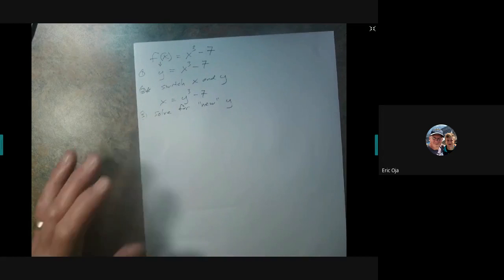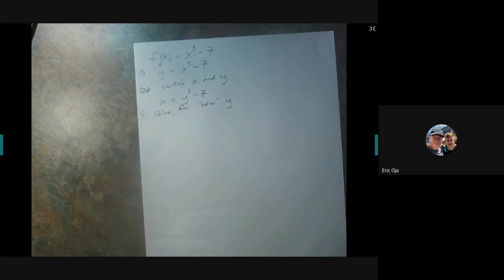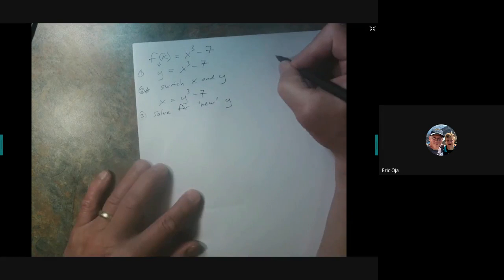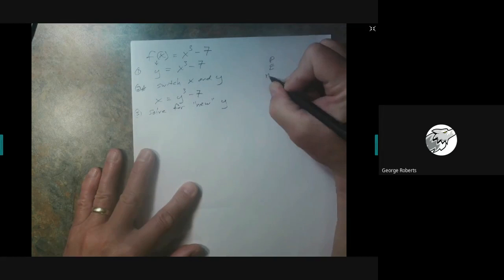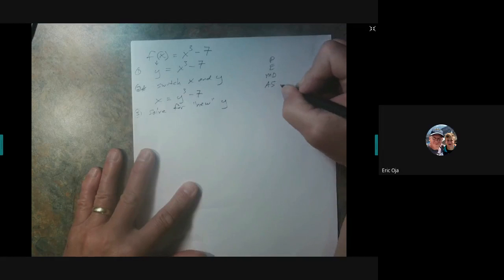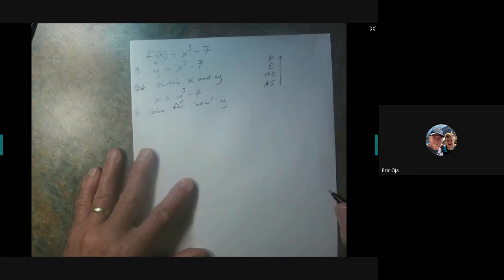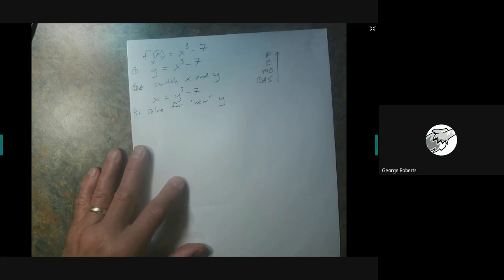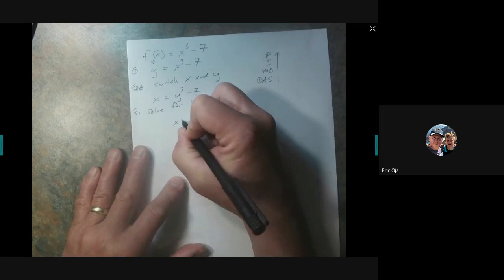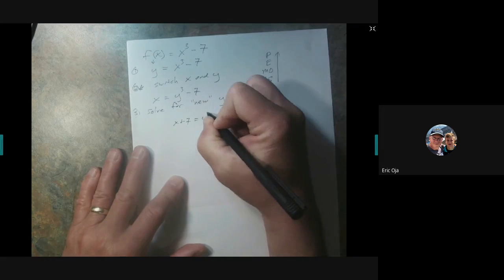So how would I isolate the new y? What are the steps I would do to get the y by itself? Wouldn't you cube root it? Well, okay, but when we're isolating a variable, remember we have to use inverse operations. So if I write down my order of operations over here, the first thing I have to do is any addition or subtraction. So I'd add the 7 and get x plus 7 equals y cubed.